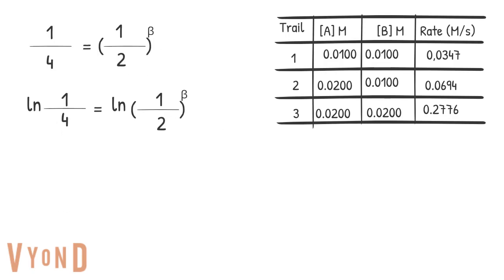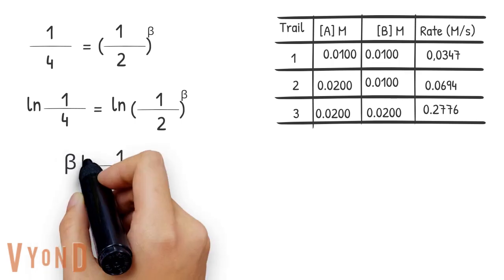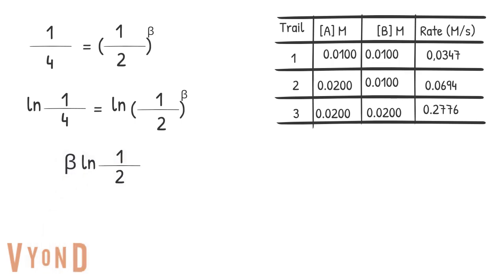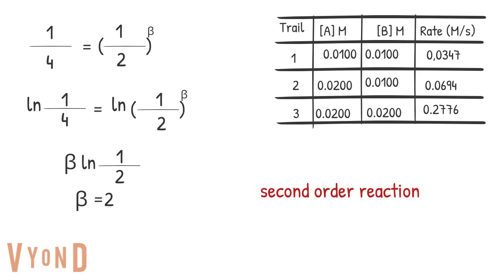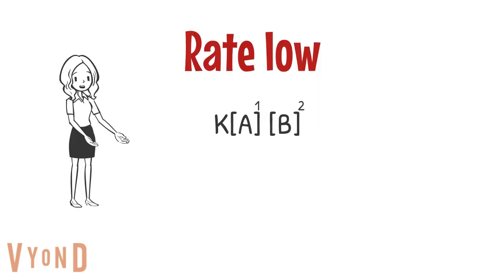The value of beta can be determined by taking the natural logarithm of both sides of the equation. Dividing both sides by ln half, we get beta equals 2. So it's a second order reaction. In the rate equation, replace alpha with 1 and beta with 2 and we will get our rate law.